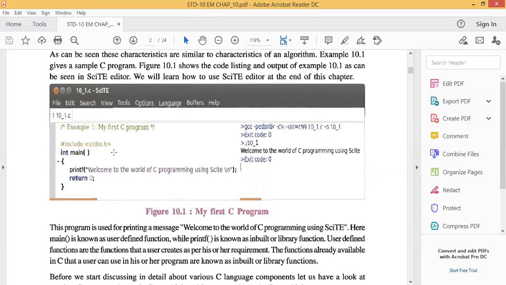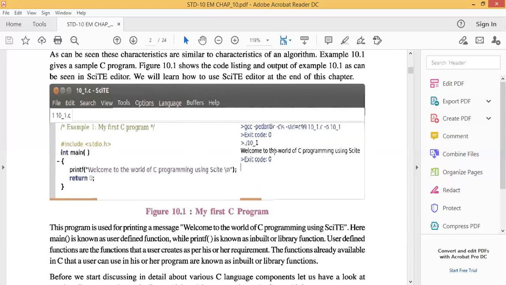int main, this is the main function of the C program. What do we want to tell the computer? printf. printf is a specific word for what we want to print out. Double quote, Welcome to the world of C programming, \n. That means next line. Double quote over, bracket over, semicolon. return 0. Curly bracket close. When you compile and run it, this line will be displayed.